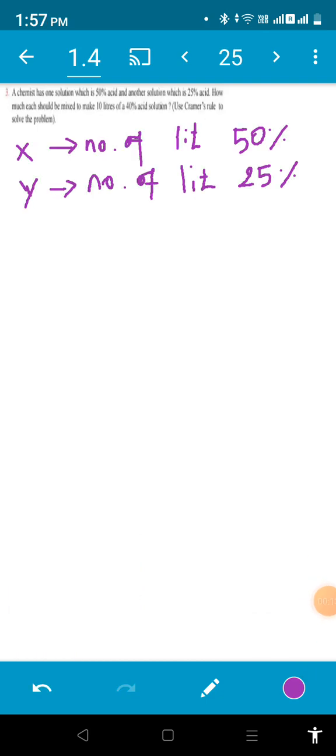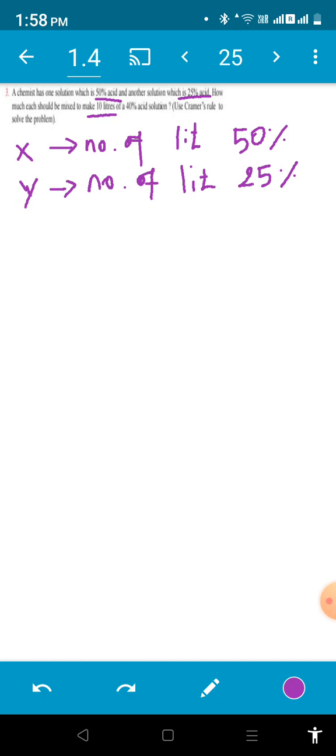Question number 3: a chemist has one solution which is 50% acid, and another solution which is 25% acid. How much of each should be mixed to make 10 liters of 40% acid solution? So 10 liters is the total. I take x as the number of liters of 50% acid, and y as the number of liters of 25% acid. I have to find the x and y values for this question.